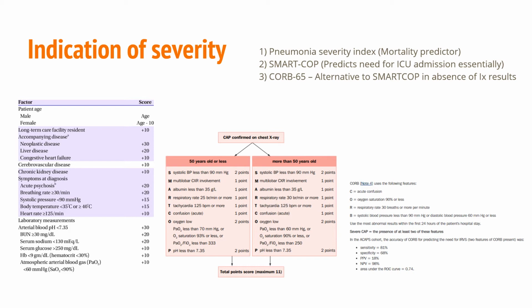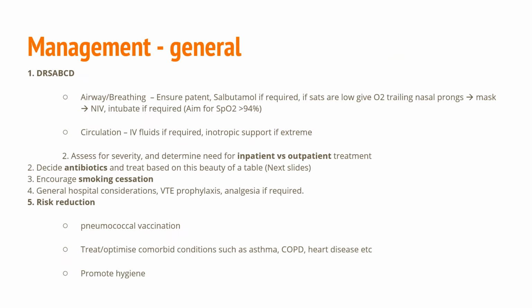And then CURB-65. With CURB-65 and SMART-COP, you need investigation. SMART-COP is based on chest x-ray, so if you can't do it on presentation, or even in a GP or outpatient setting, it's more of an in-hospital thing. So CURB-65 is probably what's going to be easiest, or whatever you remember. I just remember CURB-65, but the others are probably the same as well. And then that leads into your management.